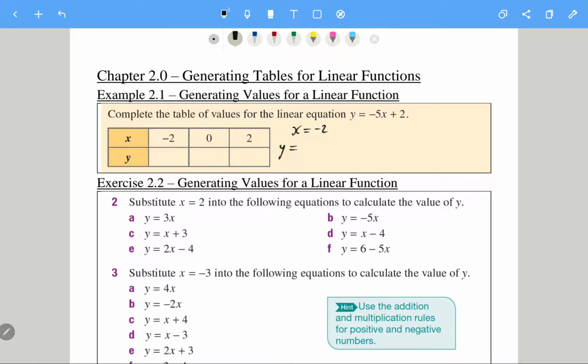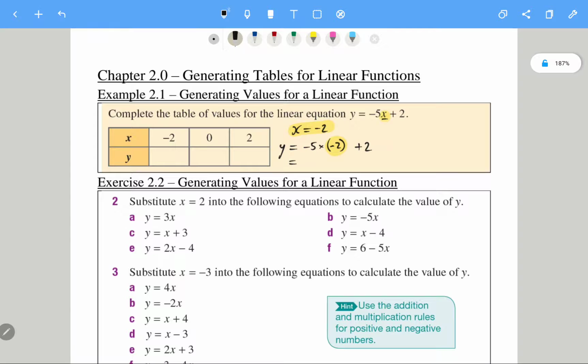So we're going to get y is equal to -5. Well, normally I'd write x, but I actually know what x is equal to. X is equal to -2. So instead of writing x, I'm going to write -2 and then plus 2. Right? So this little bit here is what used to be the x, and that's been replaced with a -2. And now into your calculator, you can type this in. If you're wanting to do it without your calculator, well, a negative times a negative is a positive, so that would be positive 5 times 2, which is 10, plus 2, which is 12.